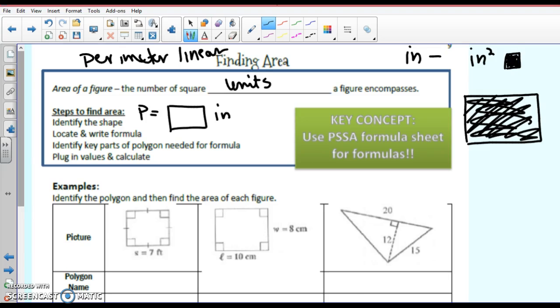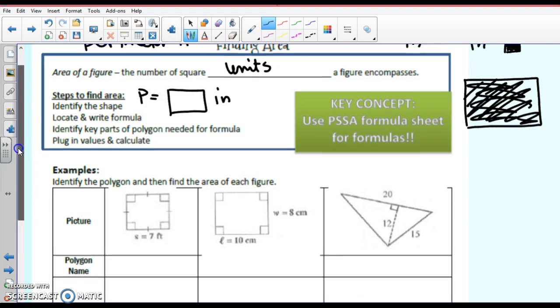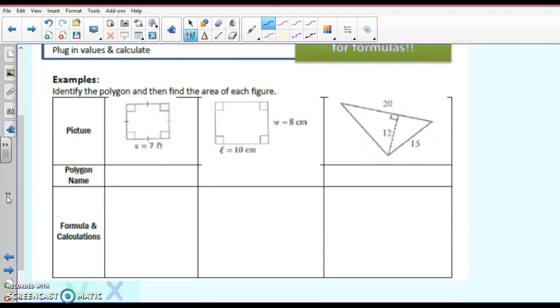So when you write your unit on area problems, you need to have inches squared or feet squared or miles squared, whatever you're doing. The key concept here is you must use your formula sheet. You all have one. I want you to look at the formula, write it down, and then all it is a matter of substitution. And on the formula sheet, there's even pictures for you to use. So, this is a square.